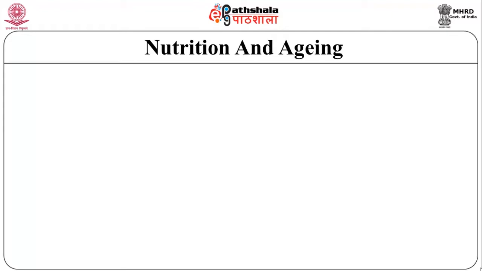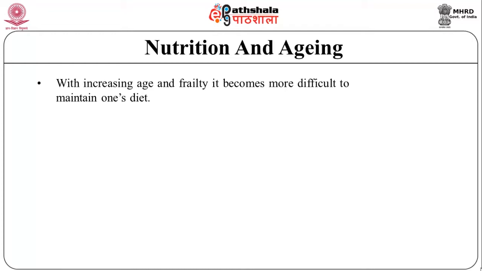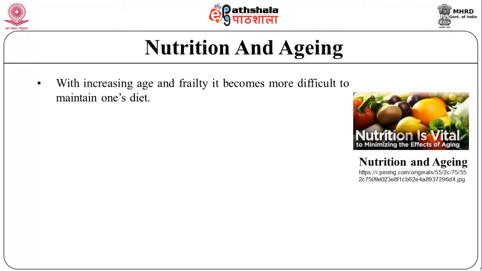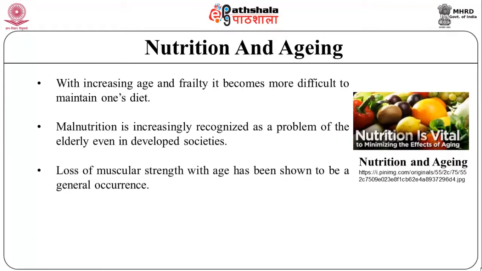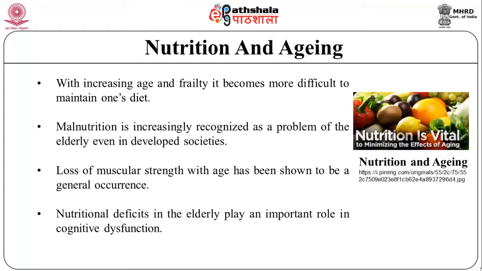Now let's understand the correlation of nutrition and aging. With increasing age and frailty, it becomes more difficult to maintain one's diet. Malnutrition is increasingly recognized as a problem of the elderly even in developed societies. Loss of muscular strength with age has been shown to be a general occurrence. Nutritional deficit in the elderly plays an important role in cognitive dysfunction.